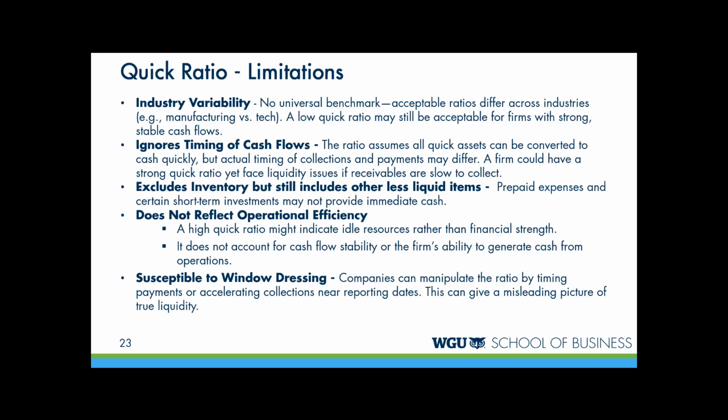Okay, as we said, this is not going to reflect operational efficiency. It's just taking a look at those most liquid assets at a specific point in time. It doesn't account for the stability or our ability to generate cash from our operations because we're not looking at the entire cash flow picture. And just like we said with our current ratio, this ratio is also susceptible to what we call window dressing, and that is manipulating the timing of payments and other transactions so that we can bolster the value of cash for specific purposes.